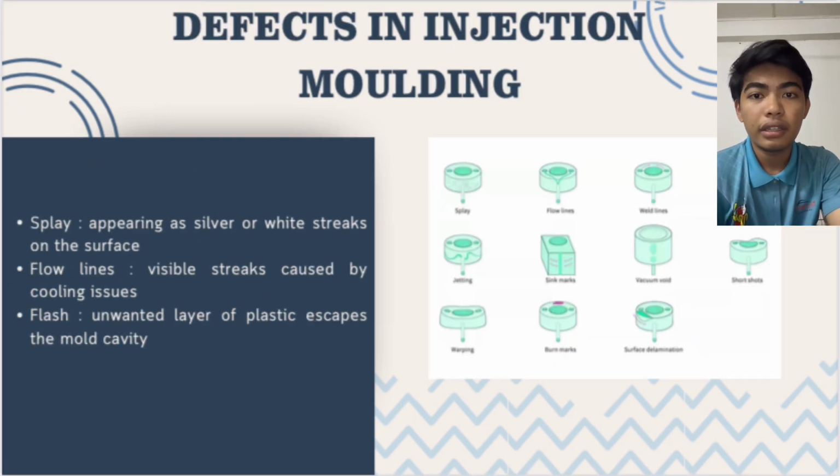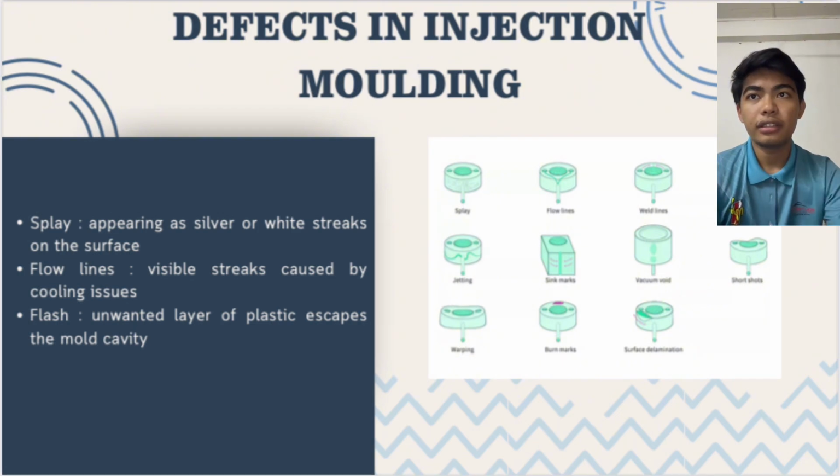And now I present about defects in injection molding. First is splay, appearing as a silver or white streak on the surface. Second, flow line, visible streak caused by the cooling issue. And the last, flash, unvented layer of plastic escaping the mold cavity.